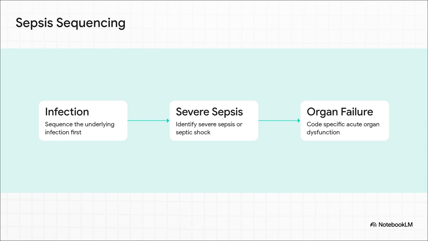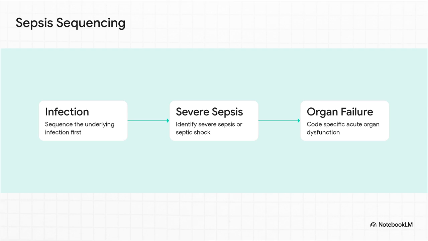So the real game changer here is following the strict 3-step sequencing logic. Honestly, if you get this wrong, your MDC assignment is going to be completely off. Always sequence the underlying infection first, for example, sepsis due to E. coli. Step 2, identify and code the severe sepsis or septic shock. And finally, Step 3, code the specific acute organ dysfunction, like acute kidney or respiratory failure.